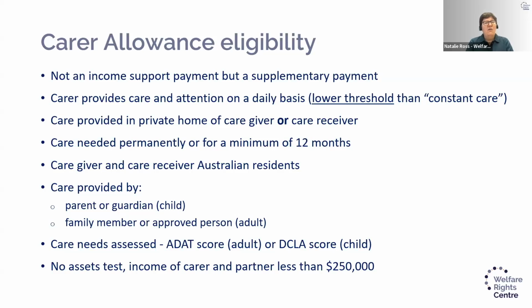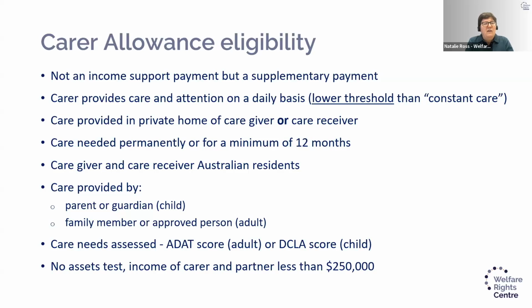So to get carer allowance, and you'll remember from our slide at the start that more people get carer allowance than get carer payment, so it's easier to get carer allowance. The eligibility criteria are a bit less strict. You have to show that you provide care and attention on a daily basis. So that's a lower criteria than constant care that's needed for carer payment. The care can be provided in the private home of the person giving the care or the home of the person receiving the care. So again, it's different from carer payment, where the care has to be provided in the home of the care receiver.